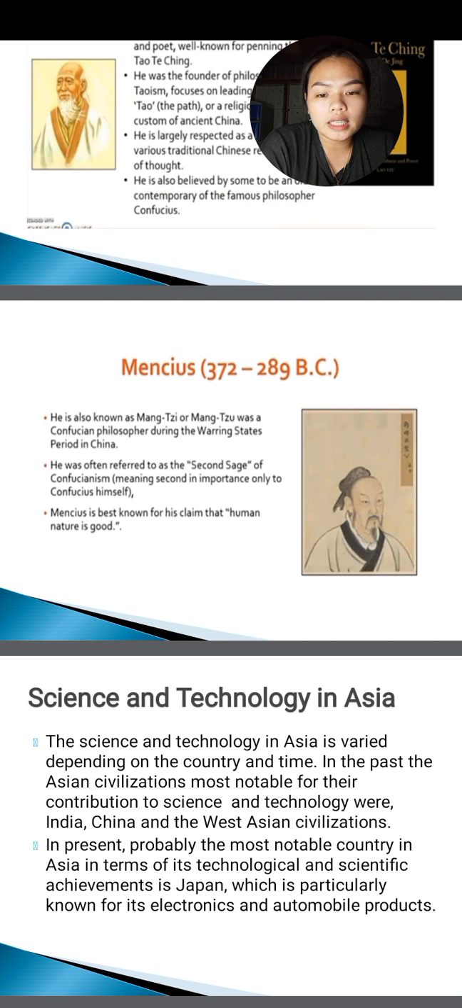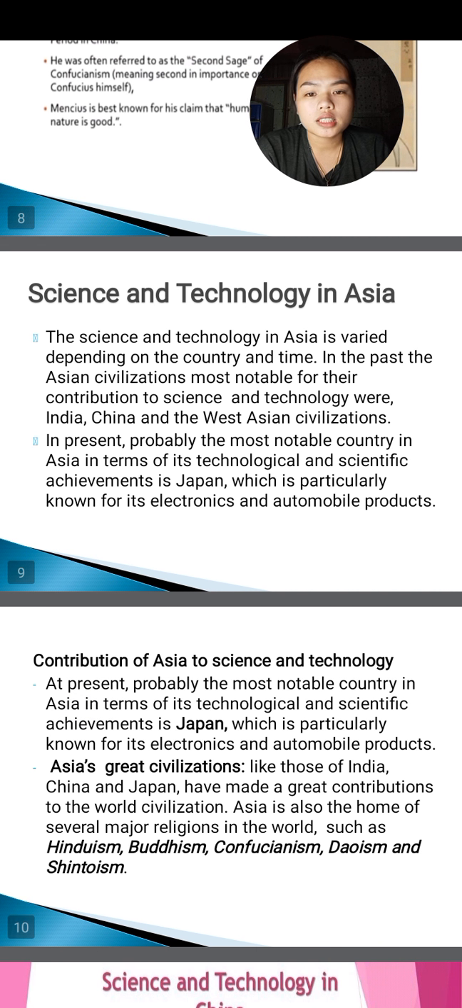Second, science and technology in Asia. Science and technology in Asia is varied depending on the country and time. In the past, the Asian civilizations most notable for their contribution to science and technology were India, China, and the West Asian civilizations. At present, probably the most notable country in Asia in terms of technological and scientific achievements is Japan, which is particularly known for its electronics and automobile products.